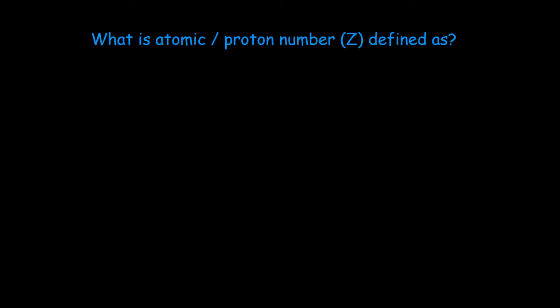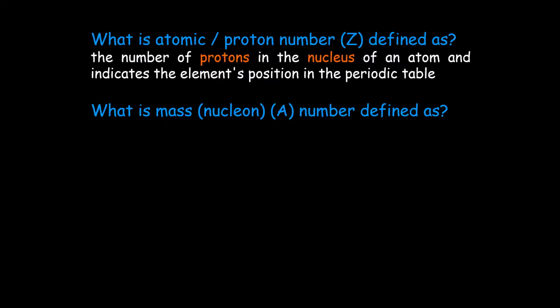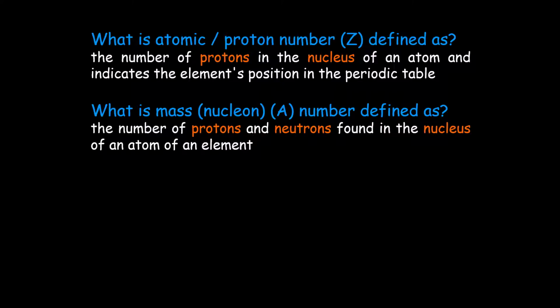Atomic number, or proton number, is the number of protons in the nucleus of an atom and indicates the element's position in the periodic table. Now the mass number, also called the nucleon number, is the number of protons and neutrons found in the nucleus of an atom of an element.